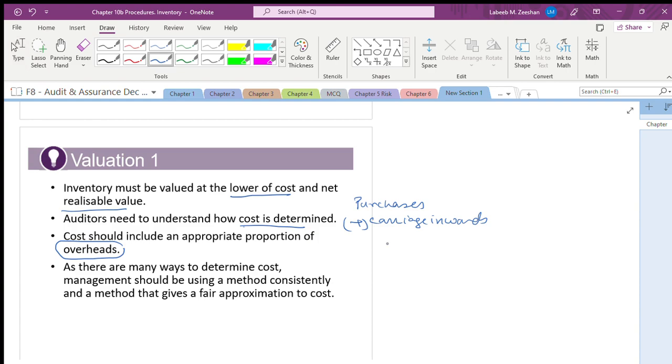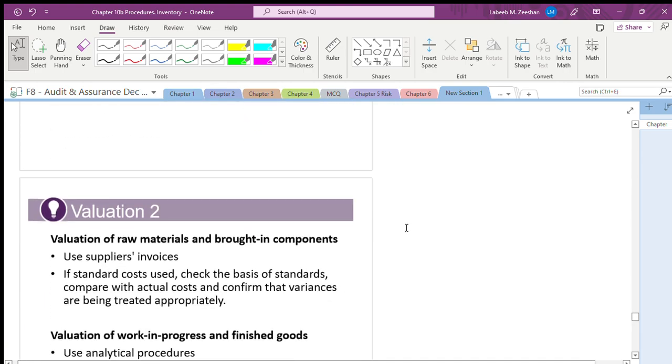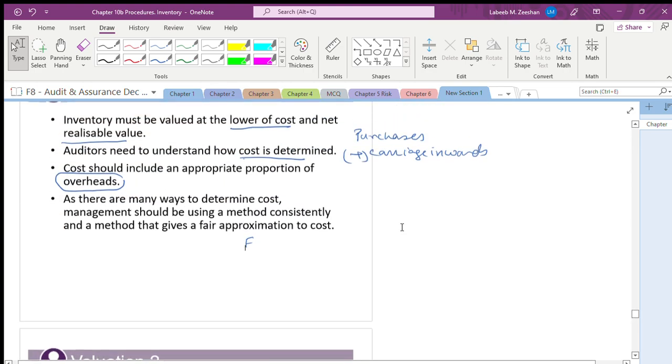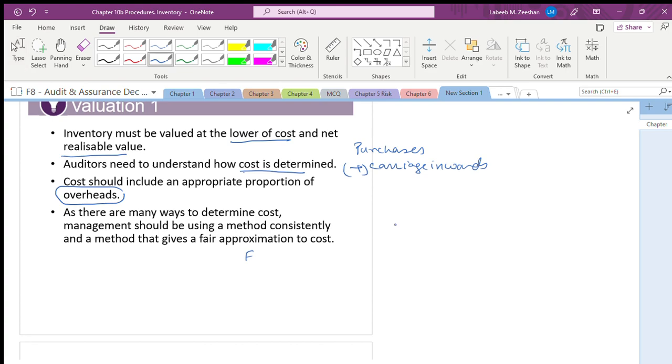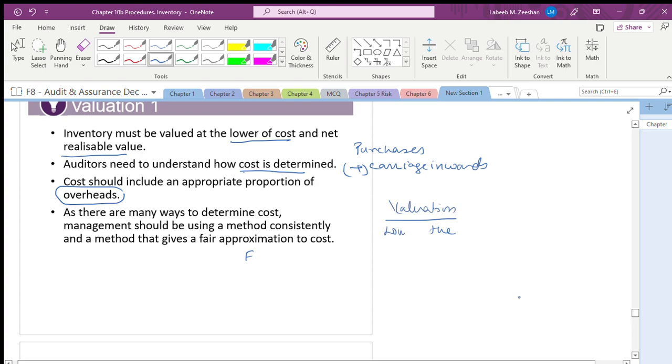And there are many ways to determine cost. If you take that into consideration, now you will say, I think it will be there in the next slide. We are talking about FIFO, LIFO. We are talking about valuation. When you are talking about the value, this is the difference. When you are talking in terms of valuation, valuation is nothing but lower of cost or net realizable value.